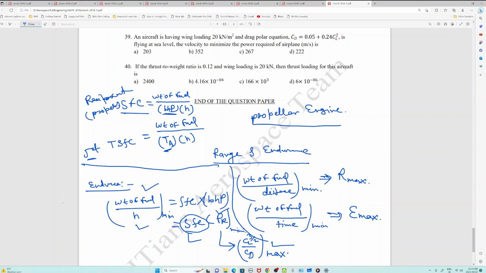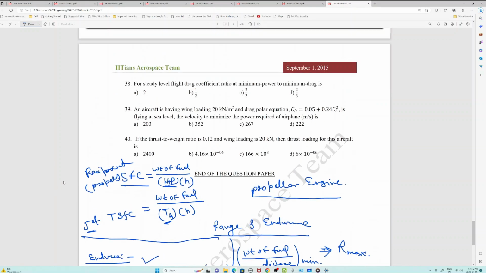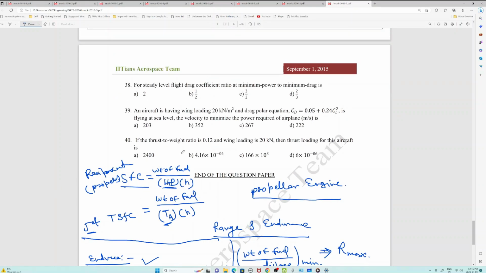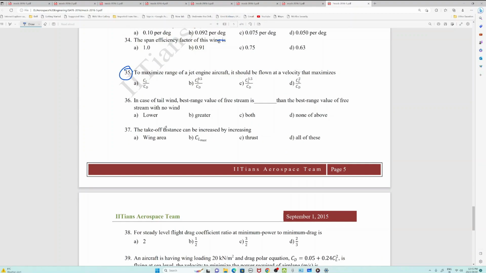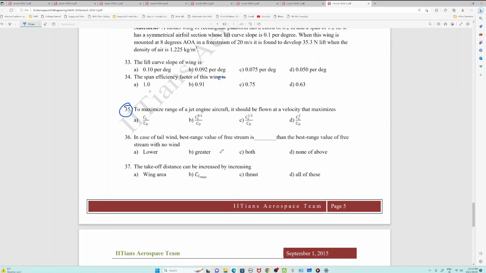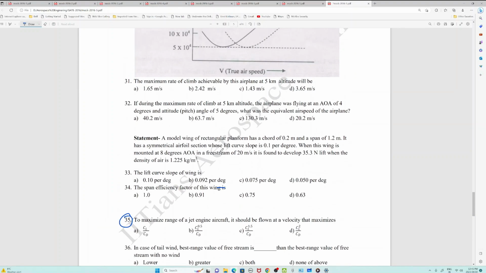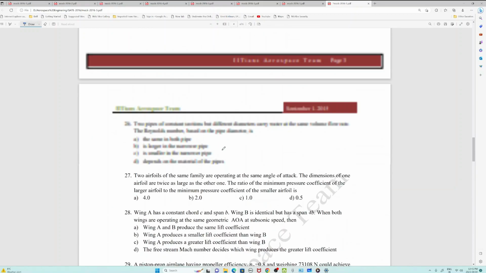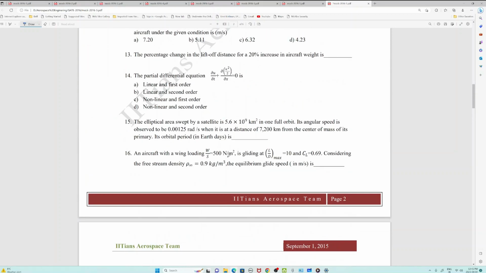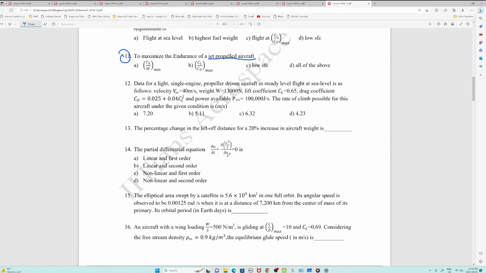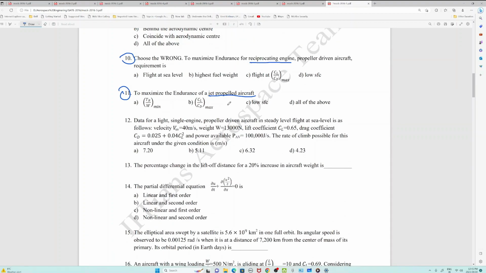Is it clear, guys? So obviously you can answer this question very efficiently. Which question were we talking about here? This is the jet, and some propeller engine was there. I think so. Question number 11. Oh, this is for jet only. So this is, yeah, reciprocating engine, propeller driven engine required.